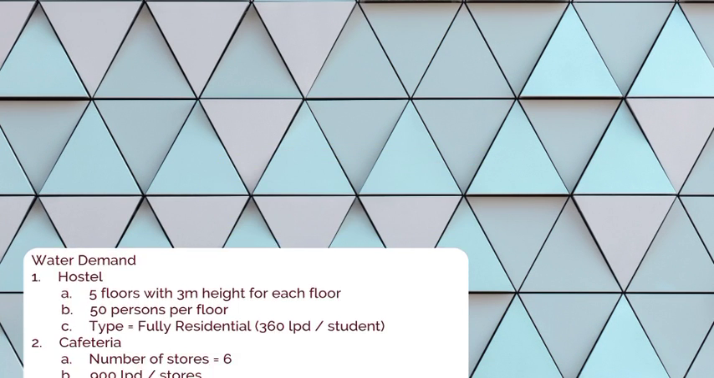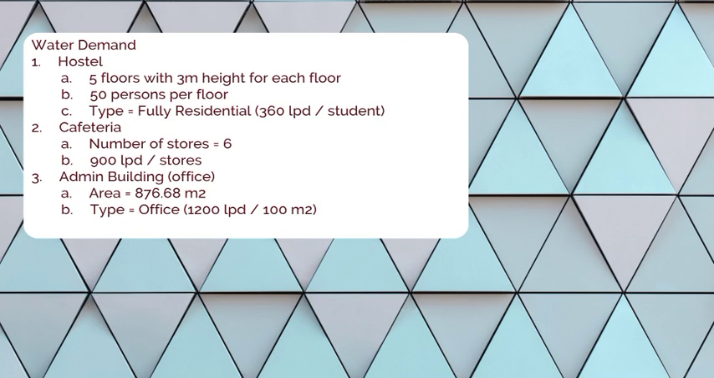We assume that the hostel has 50% per floor with 360 liters per day per student, and for the cafeteria, they have 6 stores with 900 liters per day per store, and the admin building has 1,200 liters per day per 100 meters square, with an area of 876 meters square.